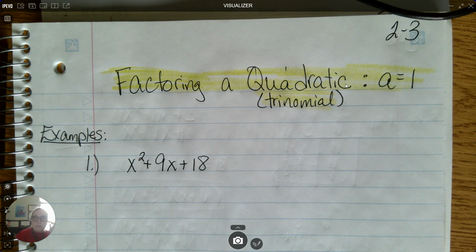Okay, today we are going to factor a quadratic where a equals 1. It's also called factoring trinomials.